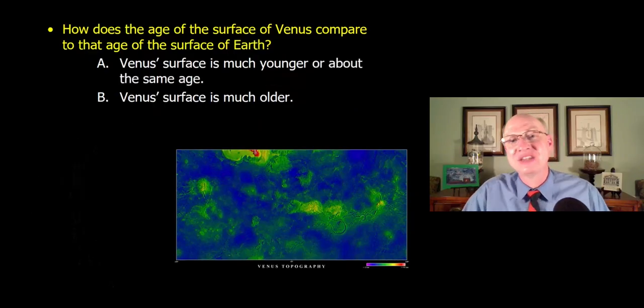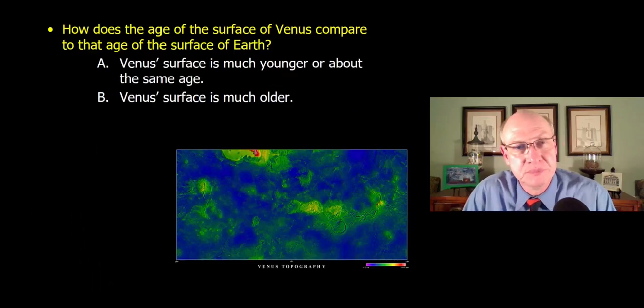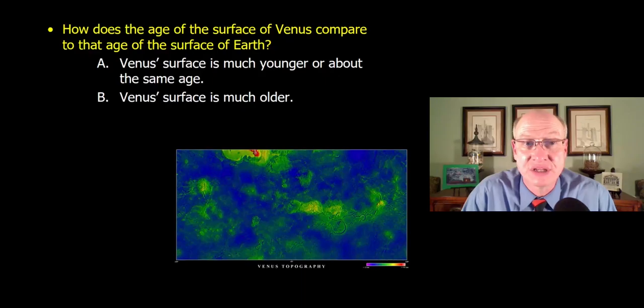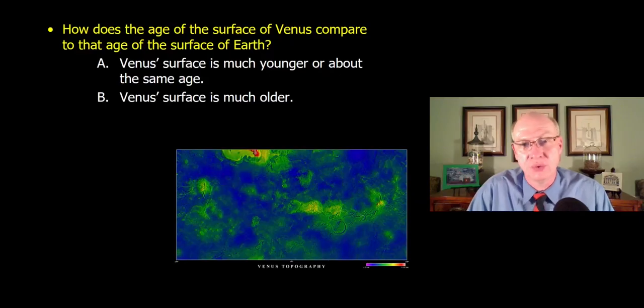But now I want you to answer this Learning Catalytics question. How does the age of the surface of Venus compare to the age of the surface of the Earth? So go ahead and take a few seconds to answer this question. How does Venus's surface compare to the Earth's surface? Is it much younger, about the same age as the Earth's surface, or is it much older?